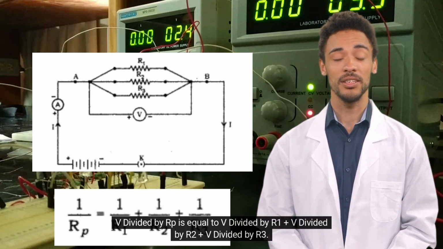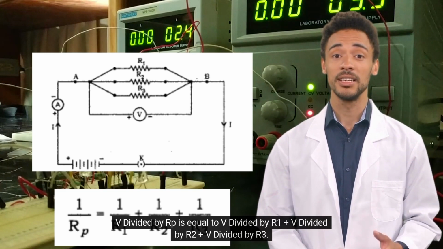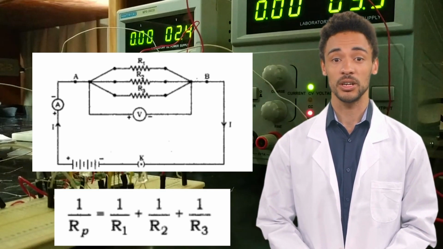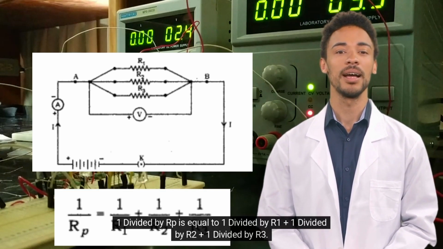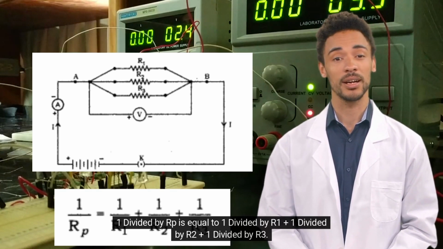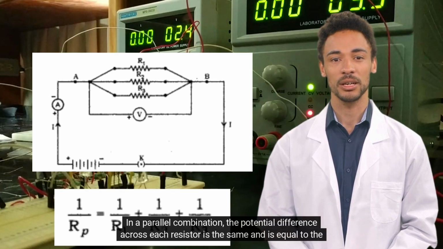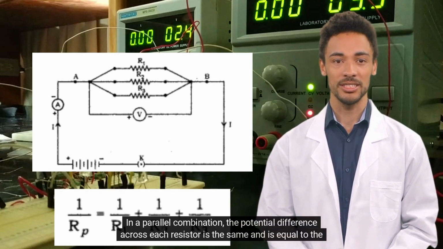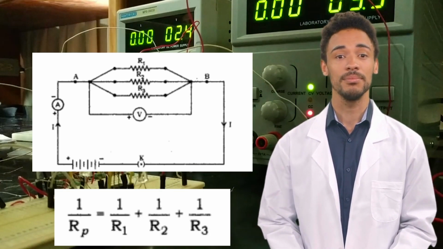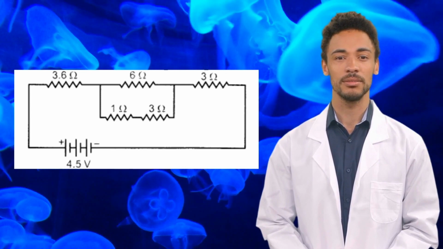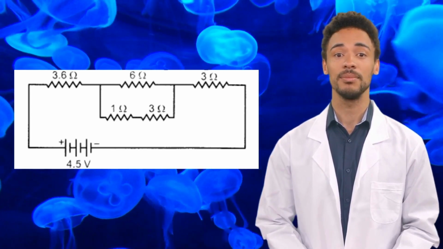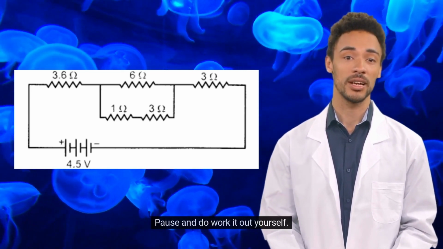Then, V divided by Rp is equal to V divided by R1 plus V divided by R2 plus V divided by R3. Or, 1 divided by Rp is equal to 1 divided by R1 plus 1 divided by R2 plus 1 divided by R3. In a parallel combination, the potential difference across each resistor is the same and is equal to the total potential difference. Let us now do a question. Find the current flowing through the electric circuit shown in the diagram. Pause and work it out yourself.